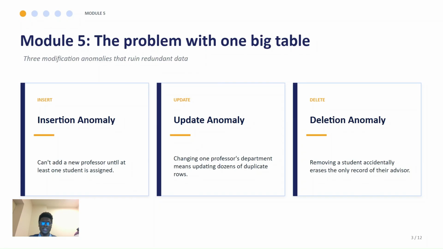The big idea here is by splitting one large table into multiple smaller related tables, redundancy disappears, and the data becomes trustworthy. Most production databases live in third normal form. That clean structure is the foundation everything else in this course builds on.